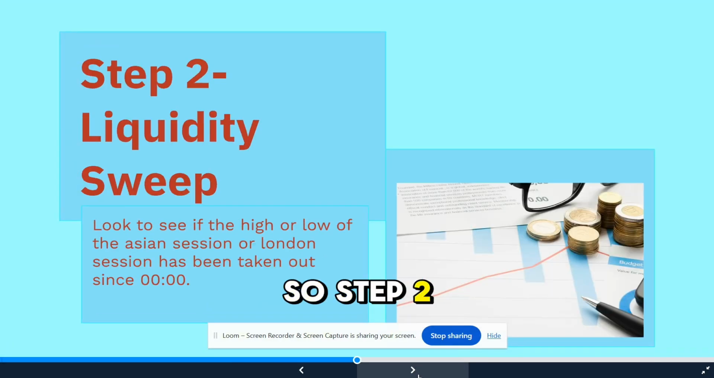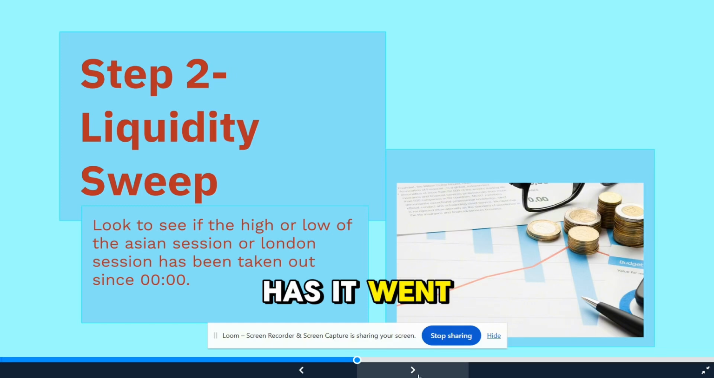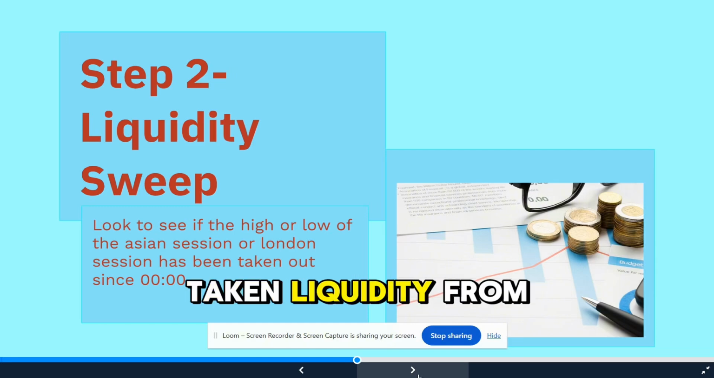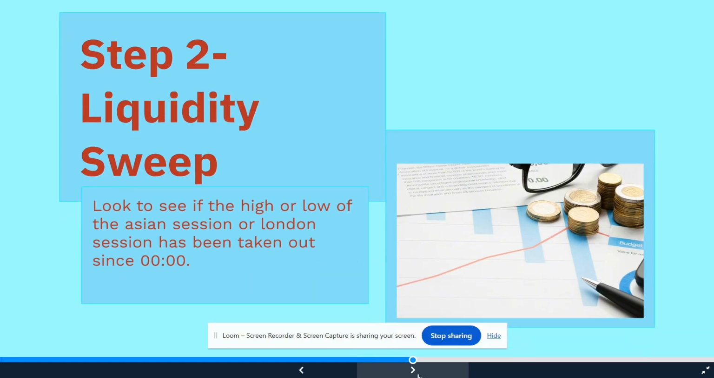Step two is you're looking for a liquidity sweep. That is either the high or the low of either the Asian or the London session being taken out. That's literally all you're looking for. Taken out just means, has it gone above the high of the session or gone below the low of the session. Sorry, it's taking the liquidity from the high or the low from the last session.